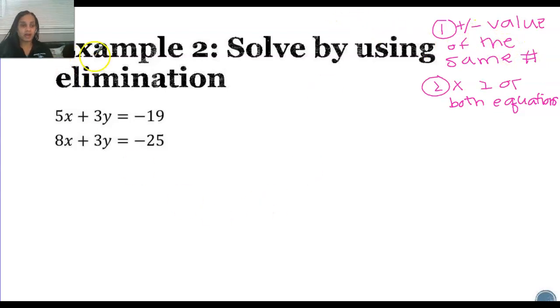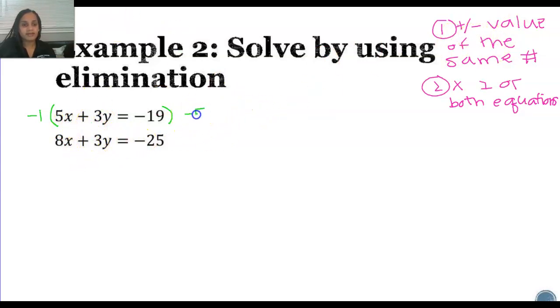All right, let me show you what I mean. In this set of equations here, I have a positive 3y and a positive 3y. But what I really want is a positive 3y and a negative 3y. So in order to make that happen, I'm going to multiply this top row by something. I'm going to multiply it by -1. And the reason why I'm doing this is to get that positive value and negative value of the same number.